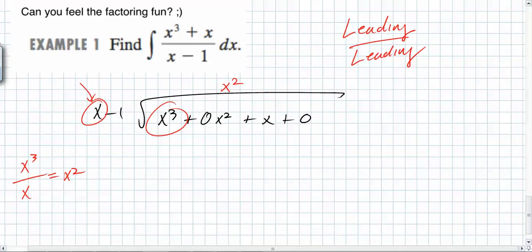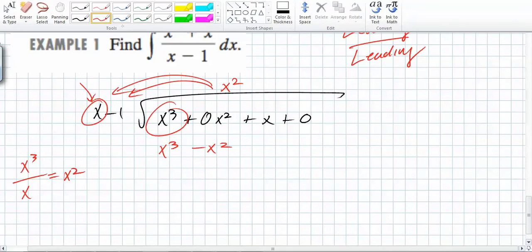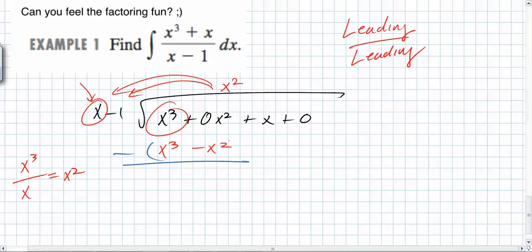Same thing as division. Once you get that first one, you multiply right here. What's x squared times x? x cubed. x squared times negative x squared. Now what do you do? Just like long division, you subtract the whole thing. So what do you end up with? You get 0 plus x squared.